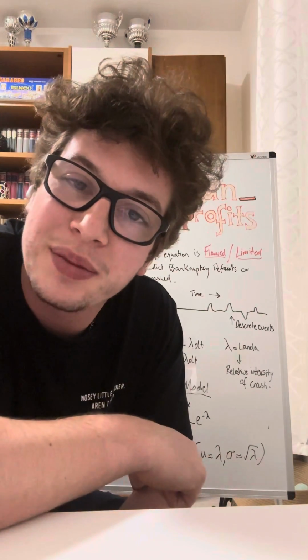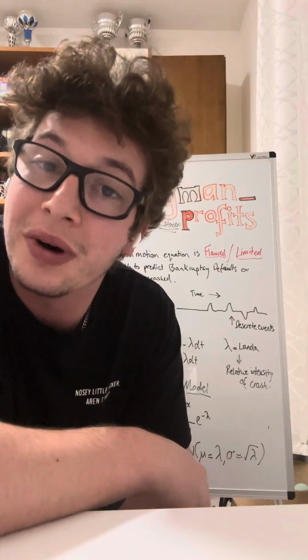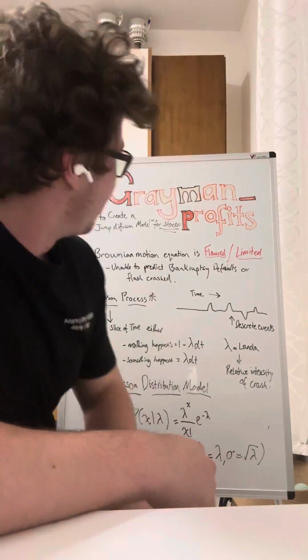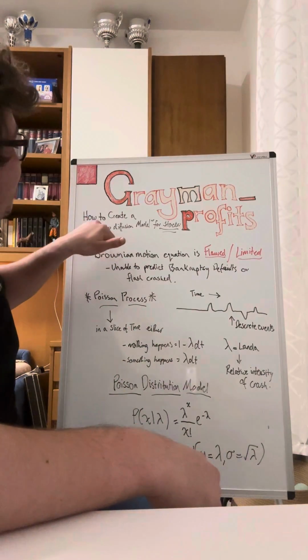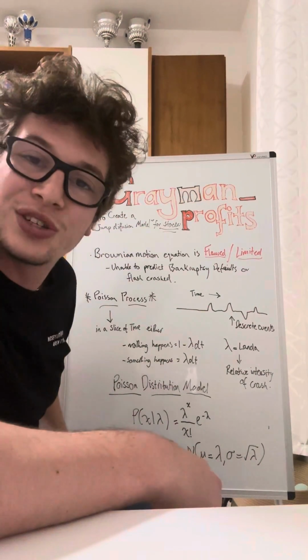And today we're going to be deep diving how quants predict market crashes. How do they do this? Well, they create a jump diffusion model. Let's do a deep dive.